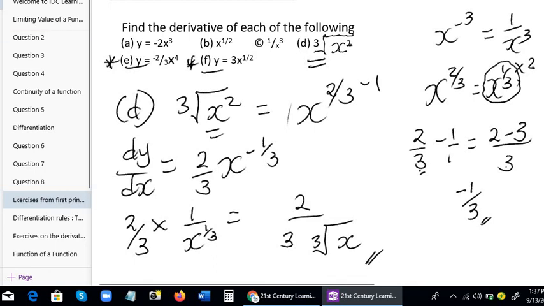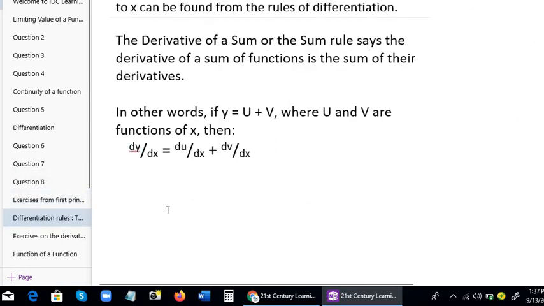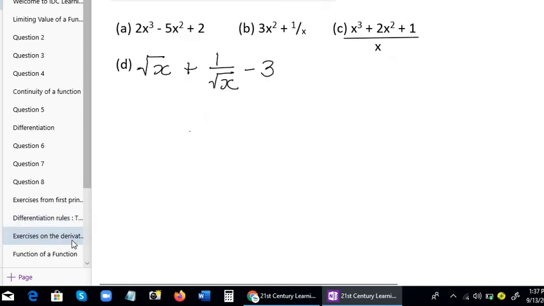Now we are going to look at differentiation rules. There are certain rules that make differentiation easy and possible. So we have the rules of differentiation. What we have here is called the sum rule. I won't talk much about it because it involves your normal simple differentiation, but we'll just take some exercises on it. Look at these exercises.